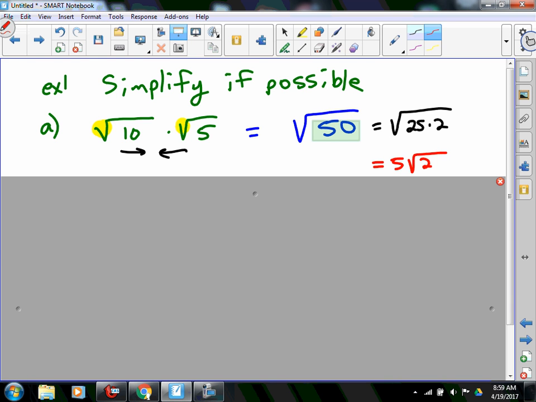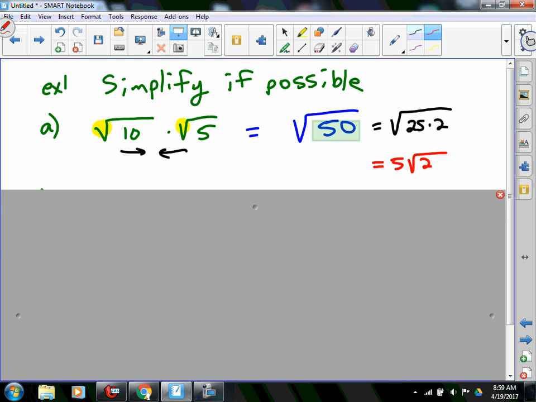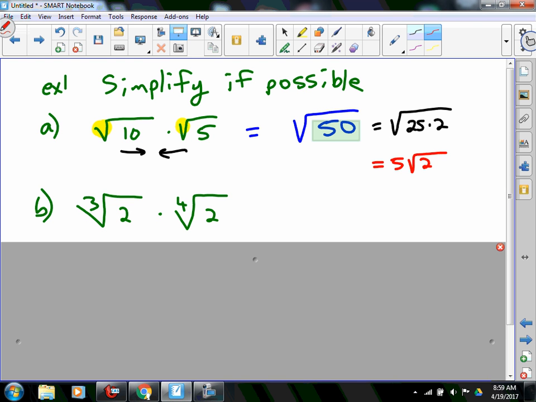Well, the directions are written the way the directions are written for good reason. Number B, simplify if possible. We have the third root of 2 times the fourth root of 2. Any ideas?